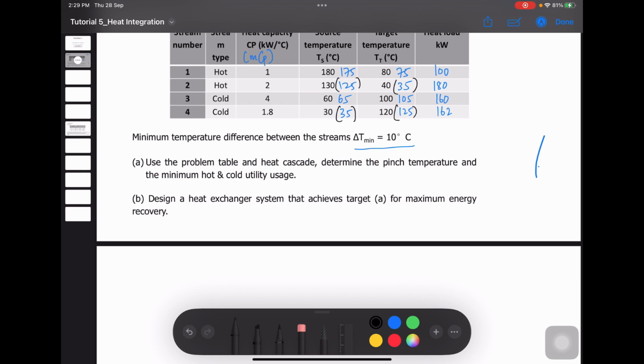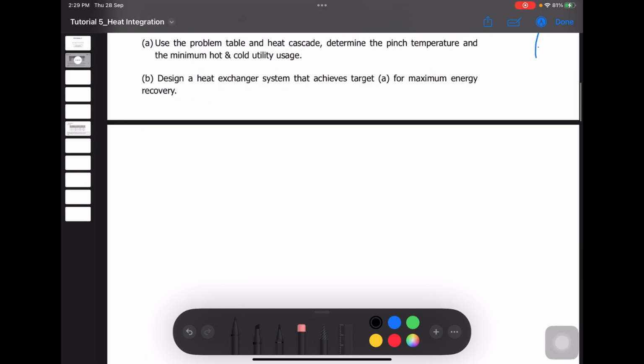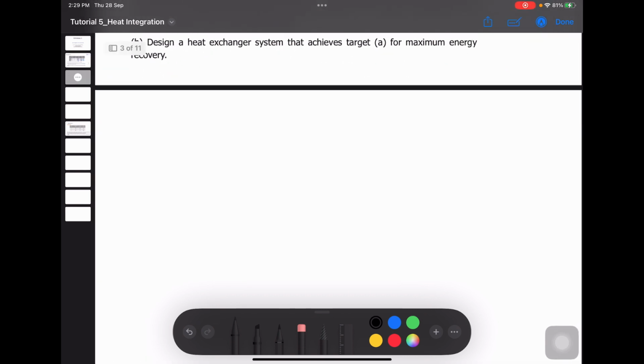So I'm now going to draw the temperature interval diagram. I arrange all the temperatures in decreasing order, starting with 175, which is the largest number in our temperature range. It's 175, 125, 105, 75, 65 and 35. Alright, so I'm going to draw the lines.